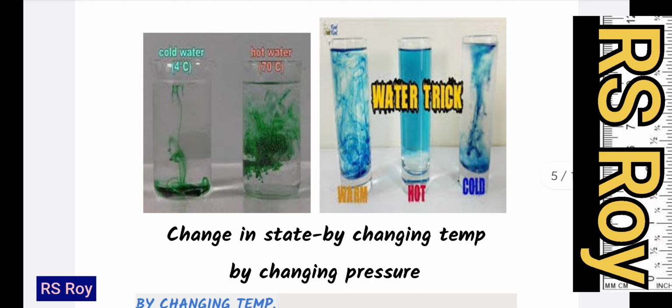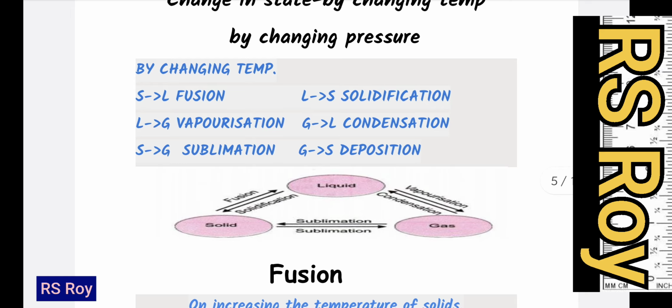Change in state happens by changing the temperature or the pressure. By changing temperature, we convert solid into liquid. This is known as fusion. We can convert liquid into solid. This is known as solidification. We can change liquid into gas. It is known as vaporization.